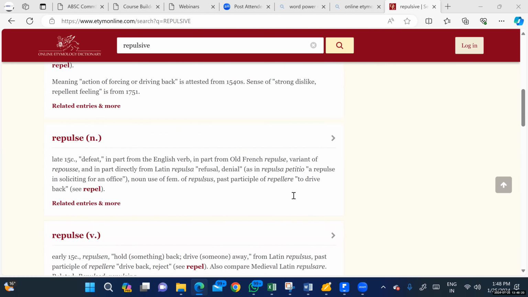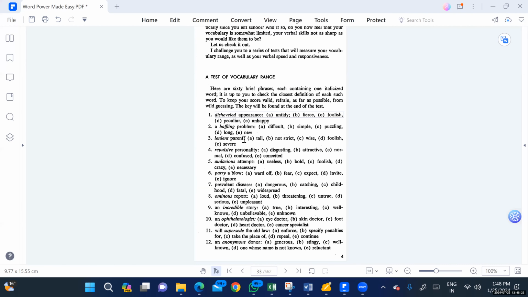So if I see the options over here, and if I look at the root word, it says driving back, a personality which is driving you back. Disgusting, attractive, normal, confused, conceited. So my first question is, who said attractive? Shriti, first of all, we have to form this word.